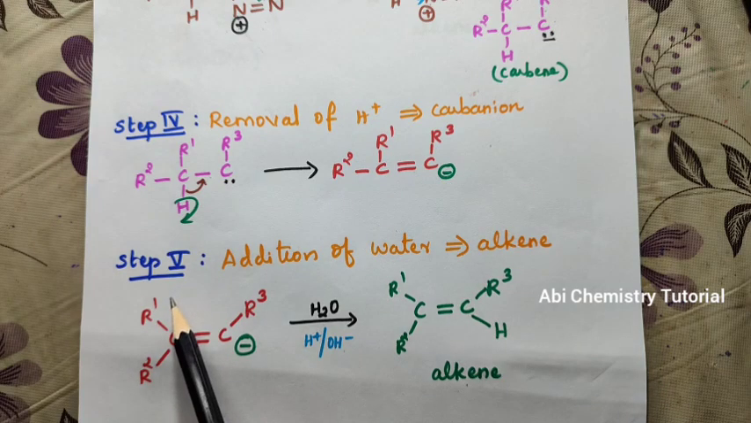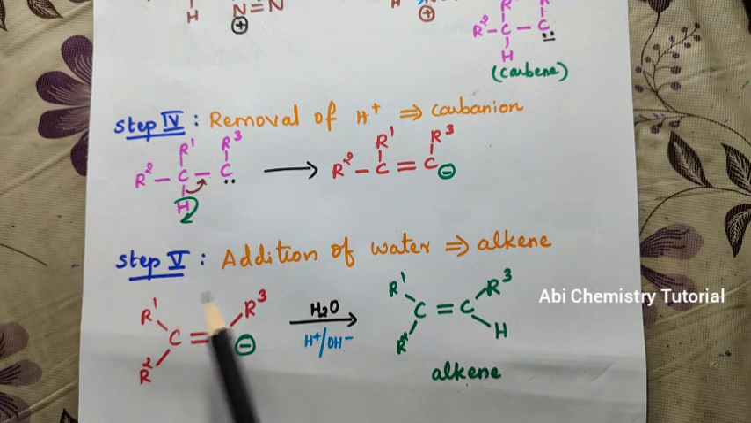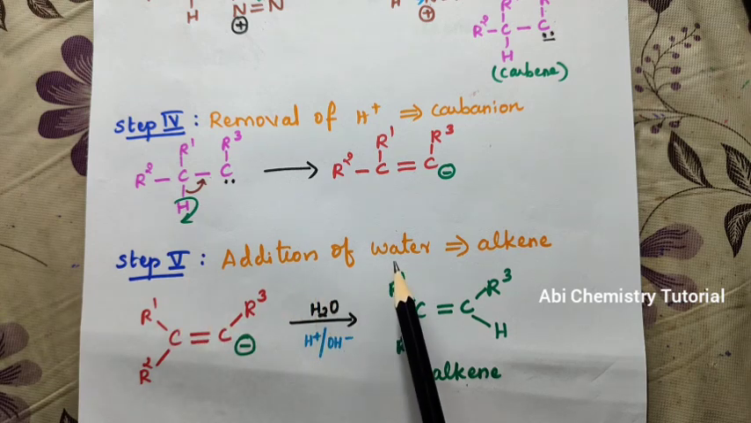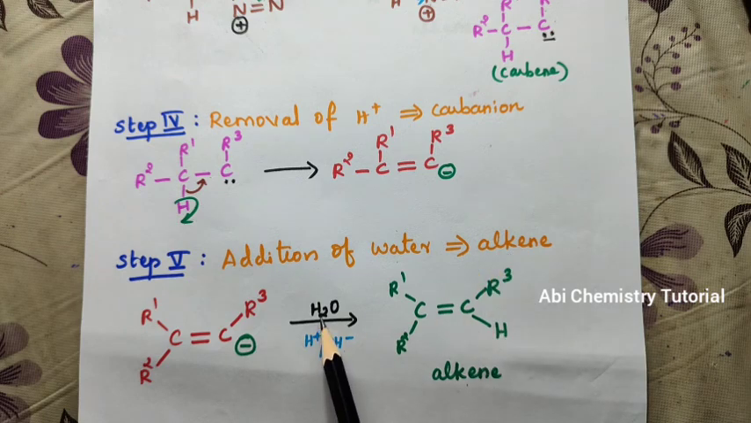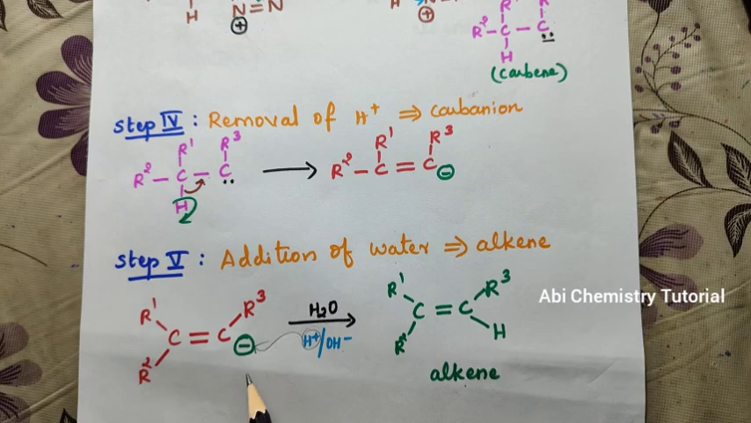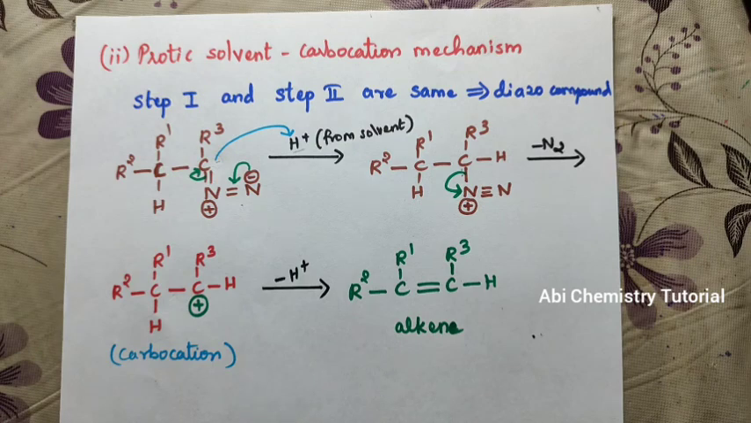And the next is step 5, that is the final step, and here it involves addition of water to form alkene. So addition of water always exists as H plus and OH minus, and here we have a negative charge, so this H plus is attached to this negative charge to form a bond. So this forms an alkene. So this is the final product, and this is the alkene formed through the carbene mechanism from tosylhydrazones.